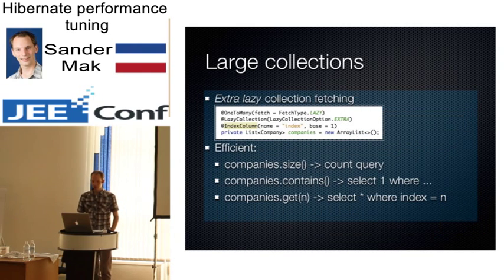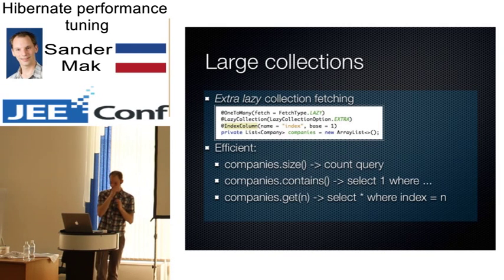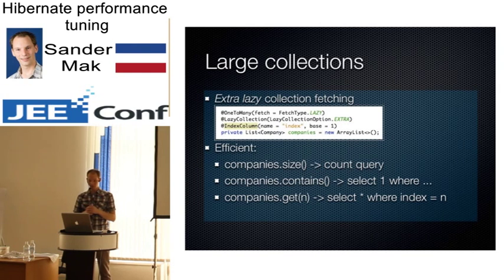I already talked a bit about extra lazy, which is kind of nice, but also Hibernate specific. In this case, if I would have added the lazy collection and the index column on a list of companies, then Hibernate would emit very efficient queries for the following calls. If I would call the size on this list, it would just do a count query without really reading the actual companies.